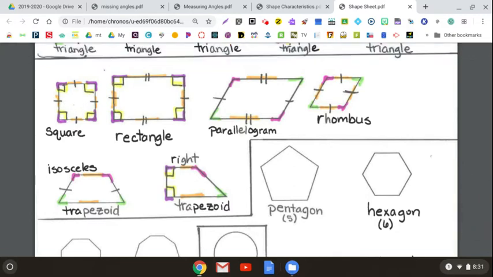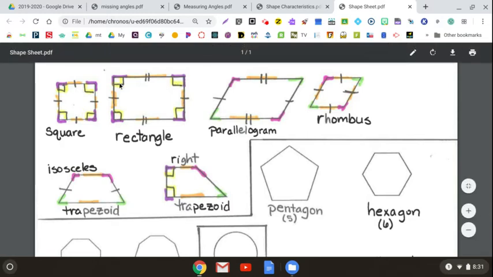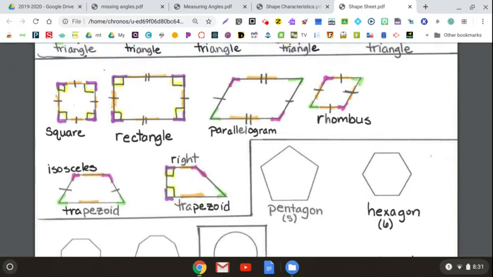Now, closely related to the square is the rectangle. A rectangle also has four right angles, which also means it has perpendicular sides. Its opposite sides are parallel, and opposite sides are congruent, are equal. Okay? So a square is a rectangle, but a rectangle is not a square.